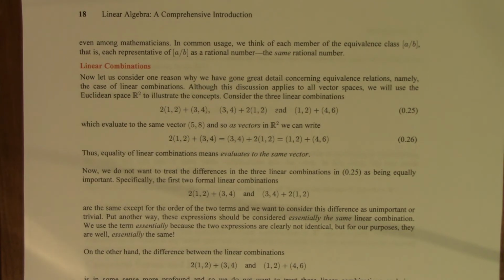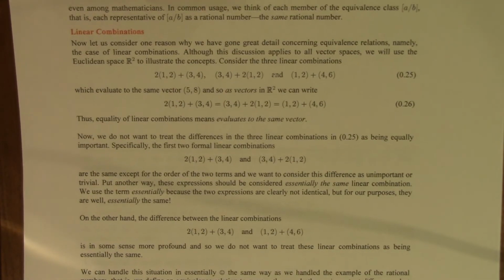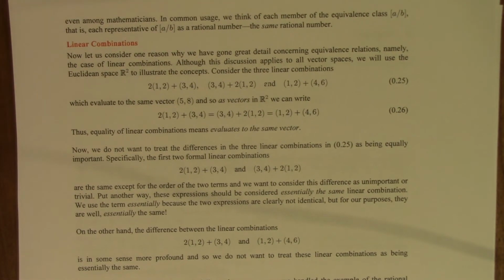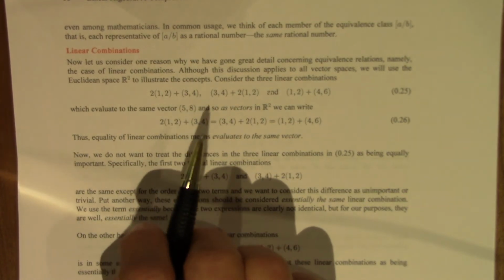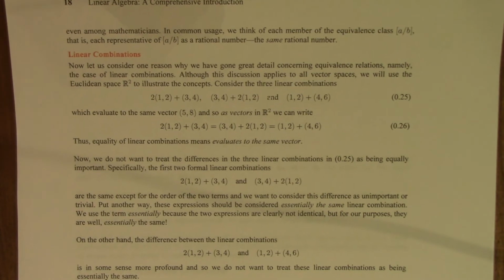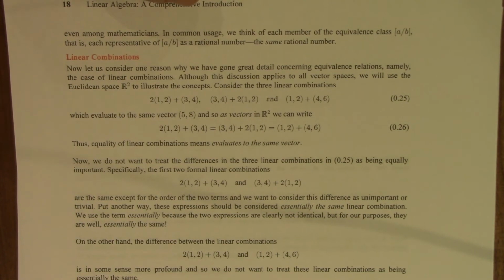The informal version is fine, generally doesn't get us into any trouble, but there are occasions when we have to revert to the formal definition of rational number as an equivalence class, or at least keep that in mind in case we need it to clarify a situation. Okay, now let's get back to linear algebra. The reason that we've gone into this great detail concerning equivalence relations is because we need to define linear combinations.